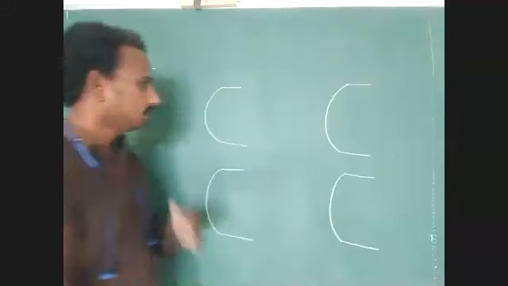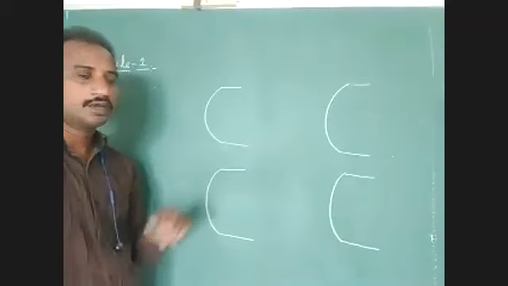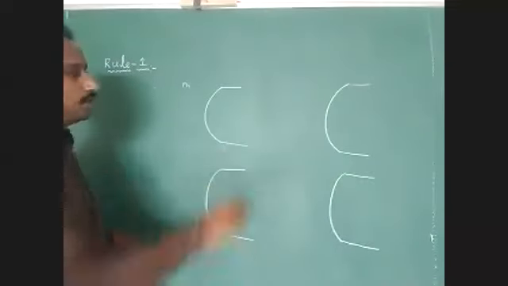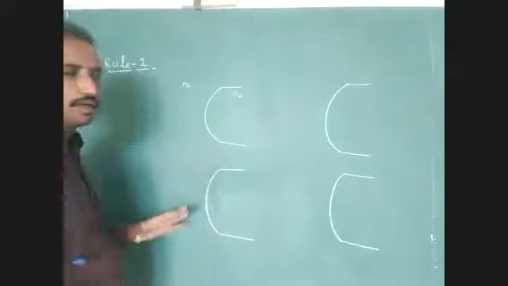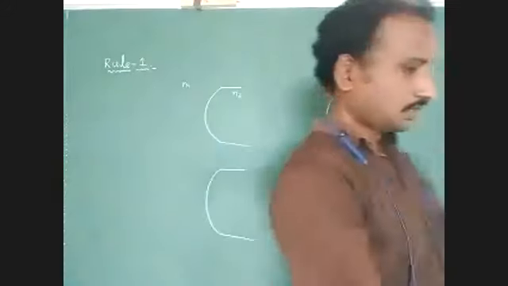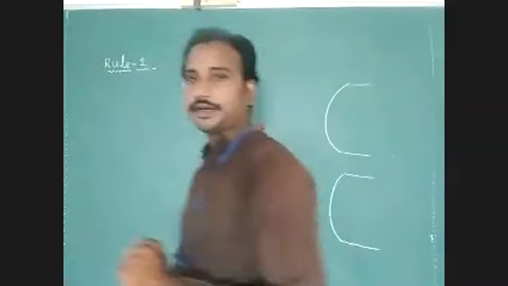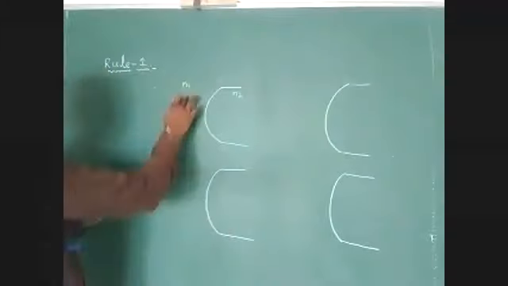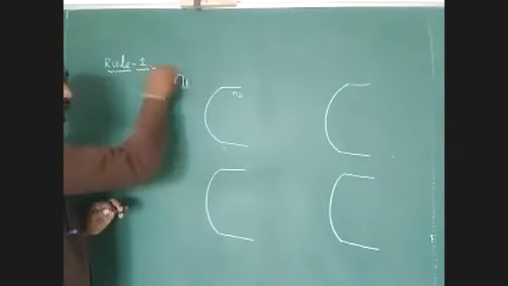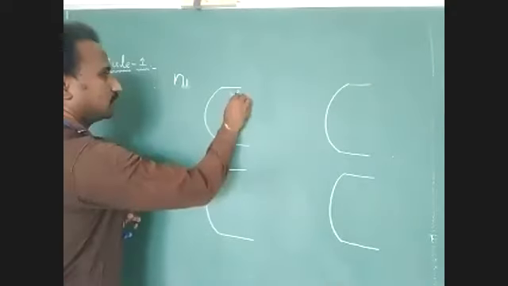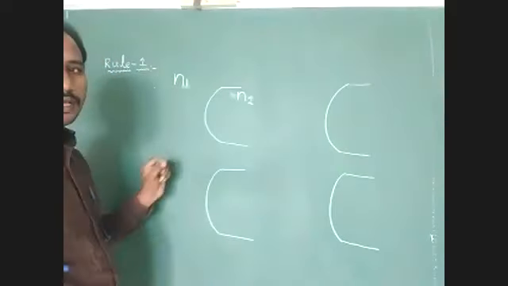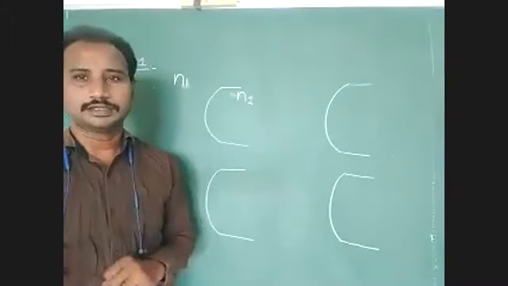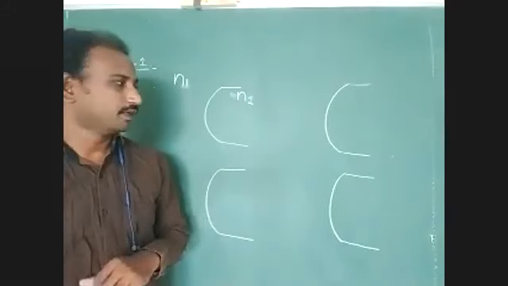Okay, so here the curved surface separates the two mediums. One medium N1, another optical medium N2. The role of the refracting surface is to separate the two mediums. So one medium we consider N1, another medium we consider N2. Here N1 represents the rarer optical medium, N2 represents the denser optical medium.